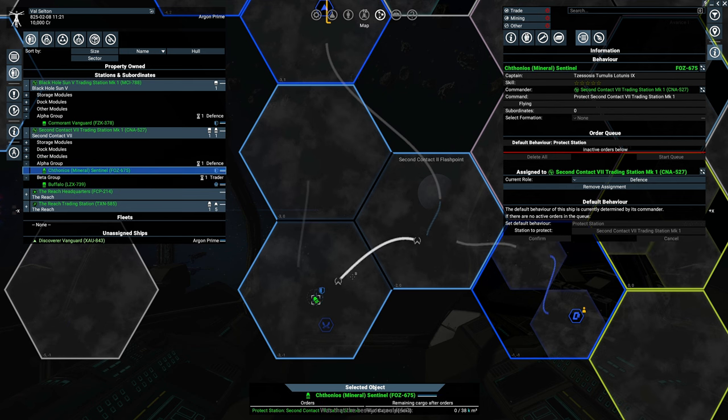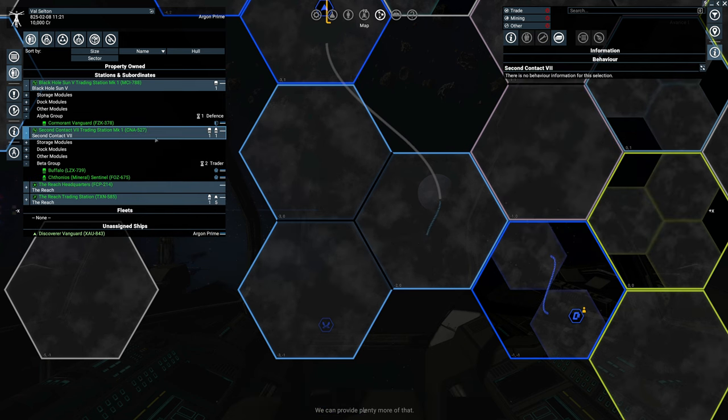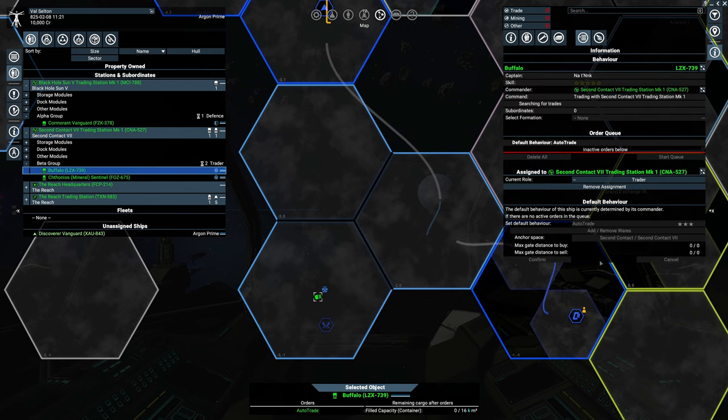I will also do the same for mining. So again, trade for commander. Now, as a default, it has a maximum gate distance of 0. Ignore that, because there's no ware selected.